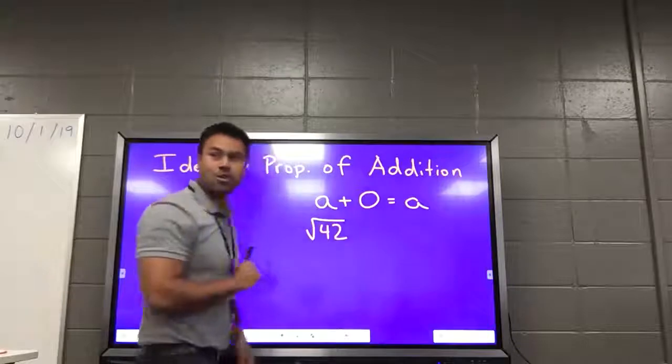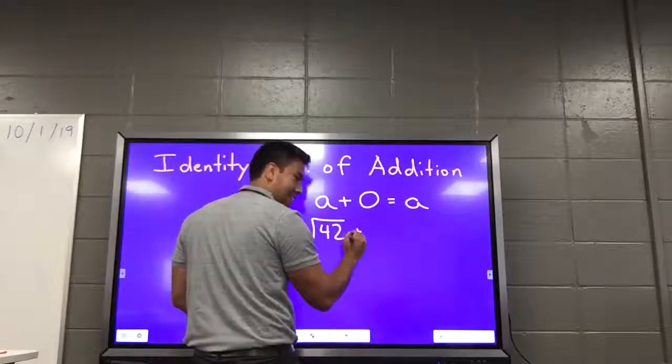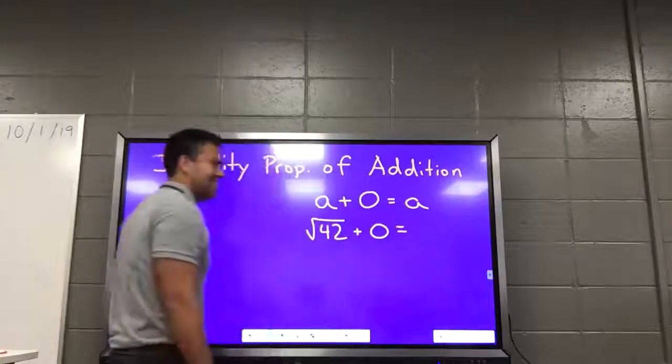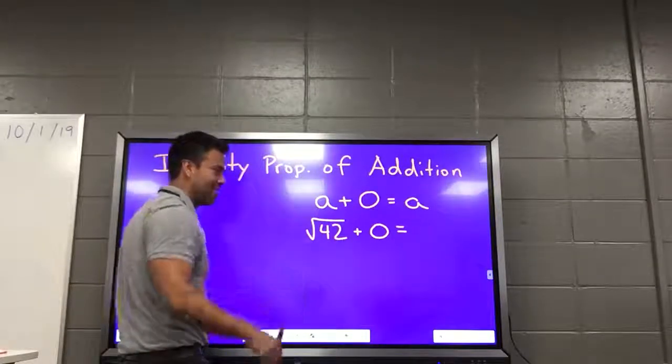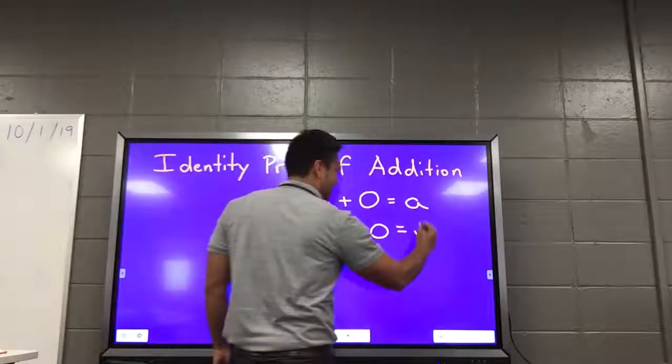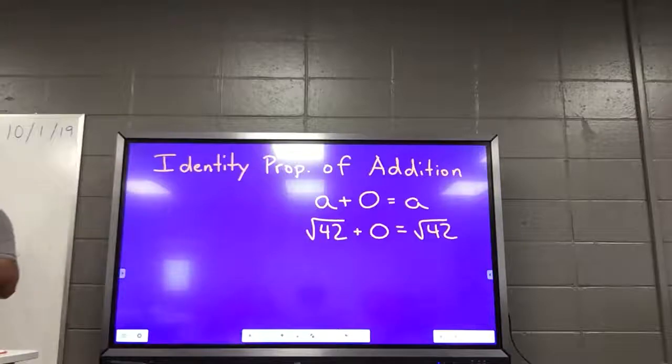Okay, ready? I want you to do this math fact as quickly as you can. You may begin. That's true for any real number. The square root of 42 plus 0 is equal to the square root of 42.